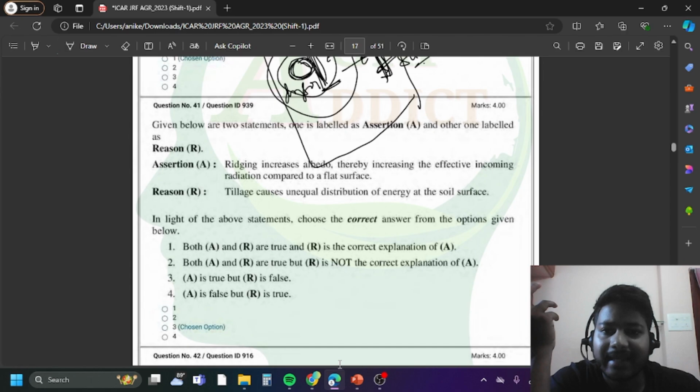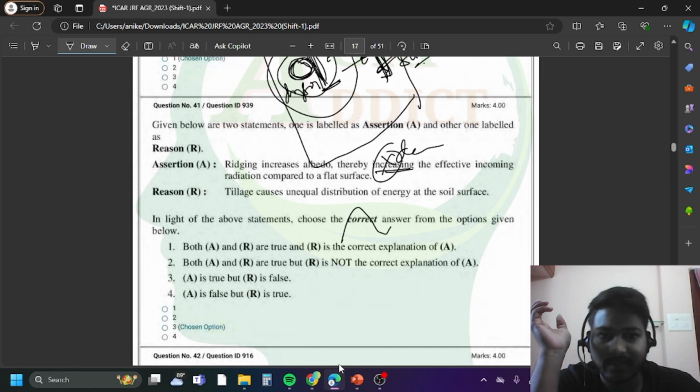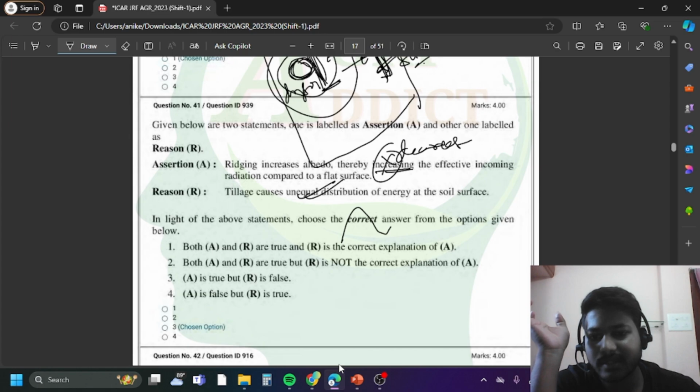Let's read the assertion. Ridging increases albedo, thereby increasing the effective incoming radiation compared to the flat surface. It is telling that when you go for ridges, it increases the albedo, meaning reflectance is more. So how will it be effective? It will be decreasing the effective radiation. Next is the reason: tillage causes unequal distribution of energy at the soil. Yes, the reason is correct. So the answer is A is false but R is true.